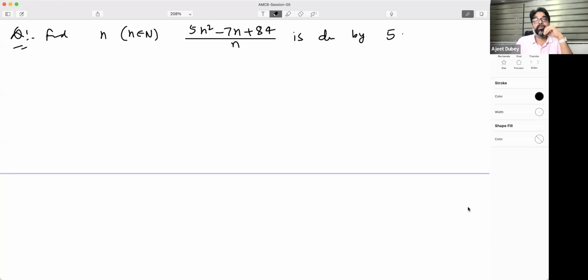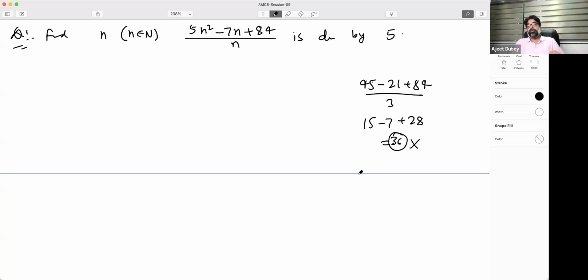No, Urvi, n equal to 3, I don't think it's divisible by 5. You can put it in and check. If you put n equal to 3, what will happen? 9 into 5, 45, minus 21 plus 84, divided by 3. So 15 minus 7 plus 28. 15 minus 7 will become 8, and 8 plus 28 will become 36, and 36 is not divisible by 5. So n equal to 3 will not be valid.